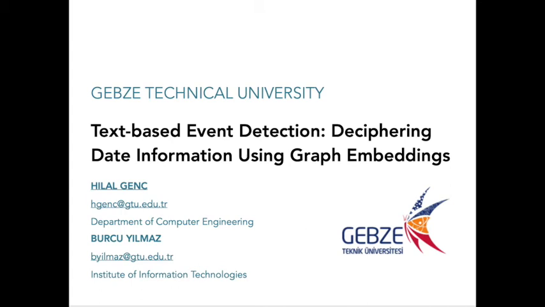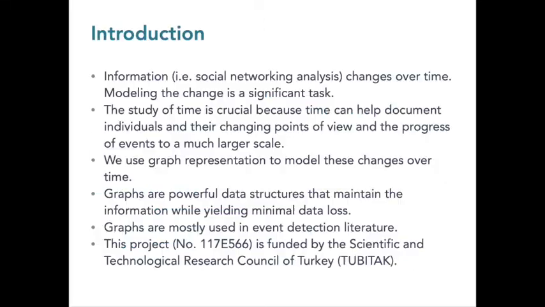Our study is called Text-Based Event Detection: Deciphering Date Information Using Graph Embeddings. Information that you see in the context of social networking analysis changes over time. The study of time is especially crucial because it can help document individuals, such as their changes in points of view, and the progress of events to a much larger scale.